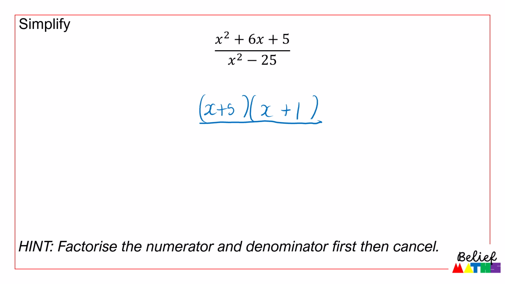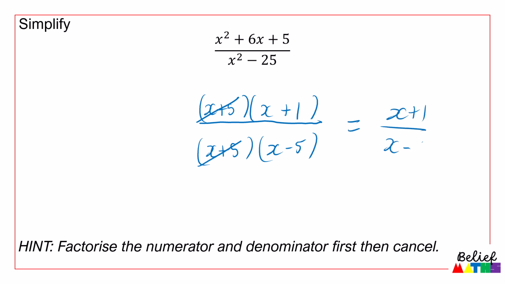On the bottom, we've got another one of those difference of squares. So if we factorise that, we get x plus 5, x minus 5. So now we've factorised the numerator and the denominator, and it tells us to cancel. Well, we can see on the top we've got an x plus 5, and on the bottom we've got an x plus 5. So they can just cancel each other out, and our final answer is x plus 1 divided by x minus 5.